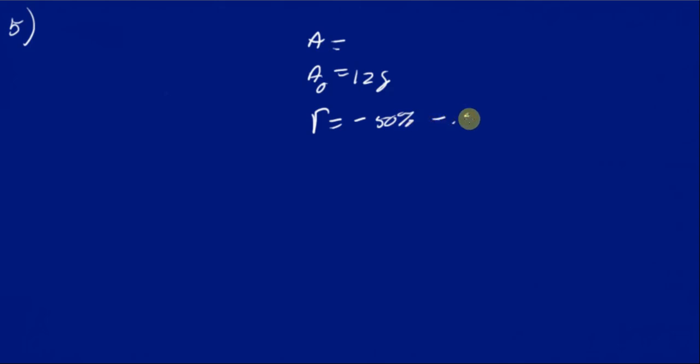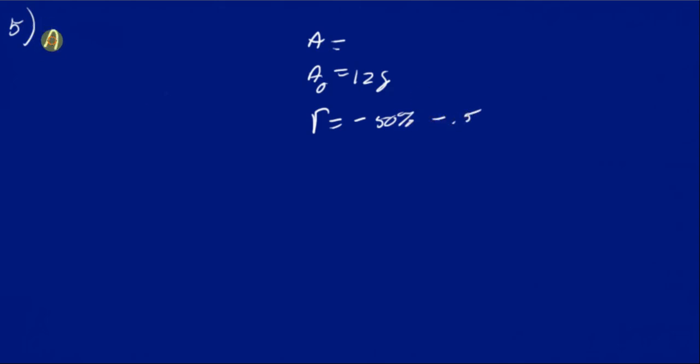All right, 5, we're dealing with a tennis tournament. We start with 128 players. During each round, half of the players are eliminated. So the rate, if we're eliminating them, we're going to go minus 50%, or that's going to be a negative 0.5.